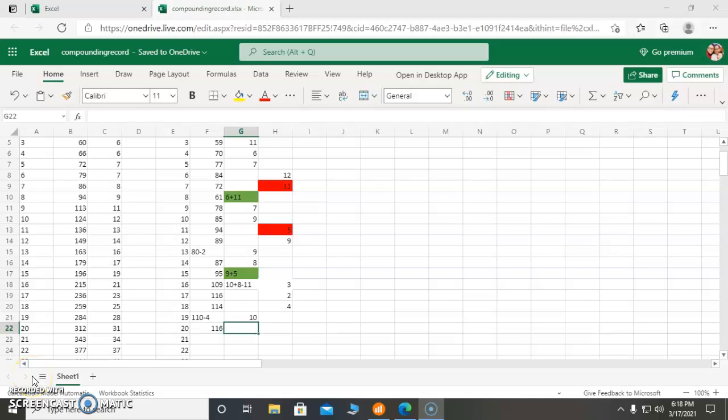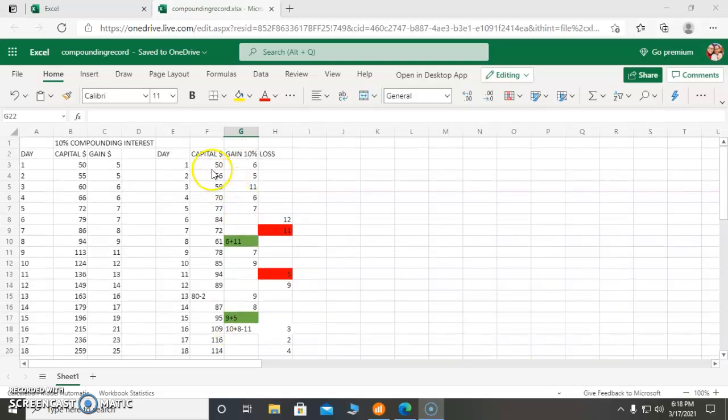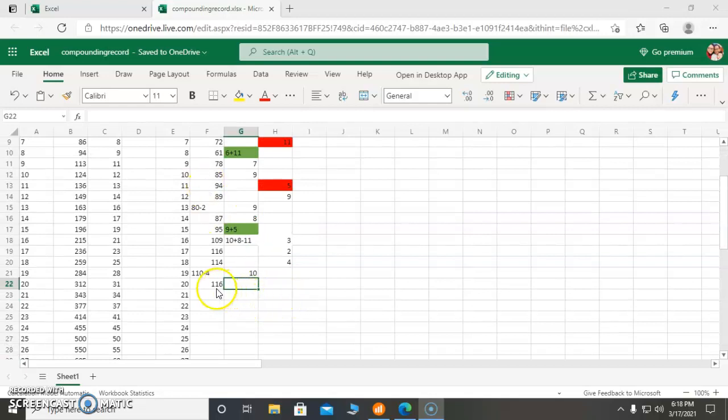Yes, we are now on day 20 of our documentation of the 10% compounding interest effect. Today is March 17, 2021, 6:18 p.m. Yung capital natin ay $116. Nagsimula tayo ng $50 noong day 1. Parang 27 ito ng February. And again, our goal daily is to win the 10% of the capital.